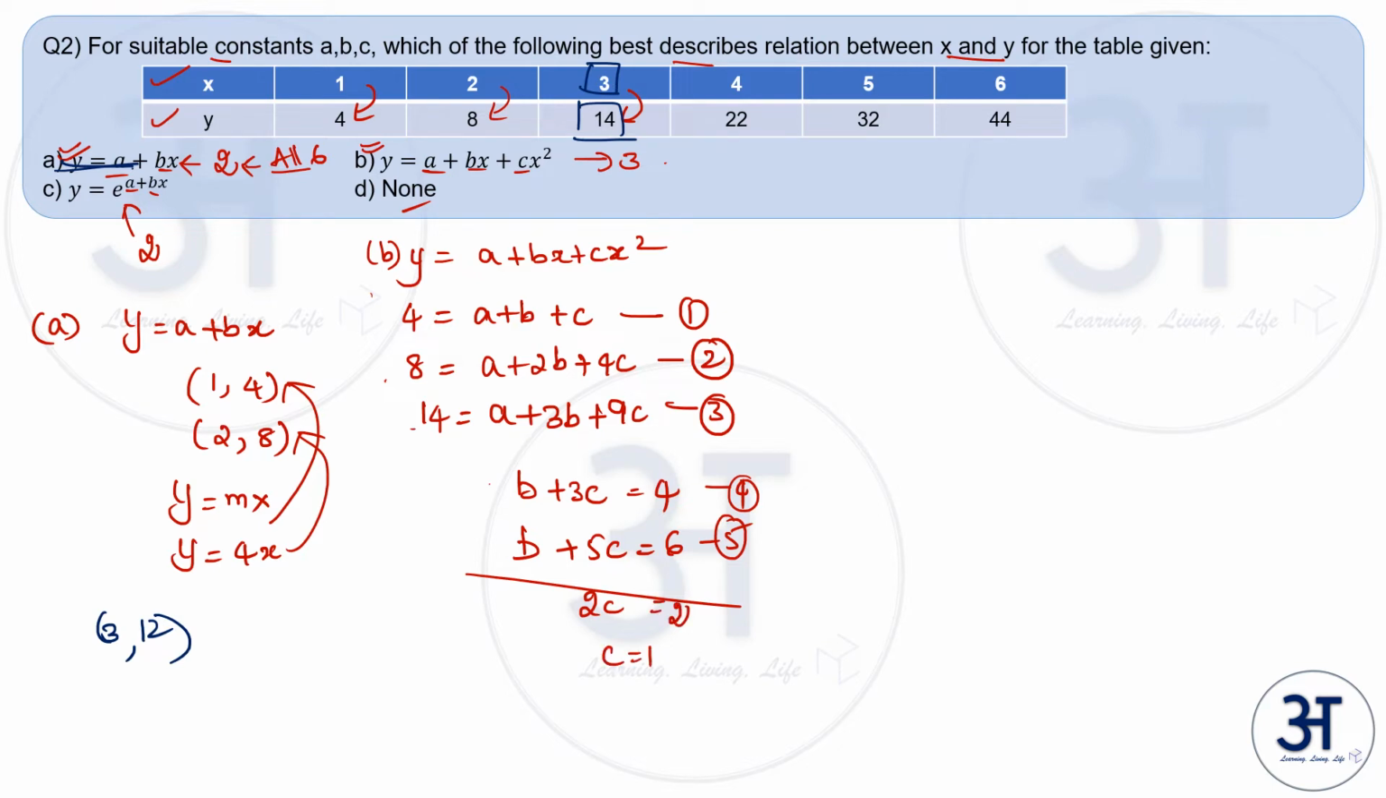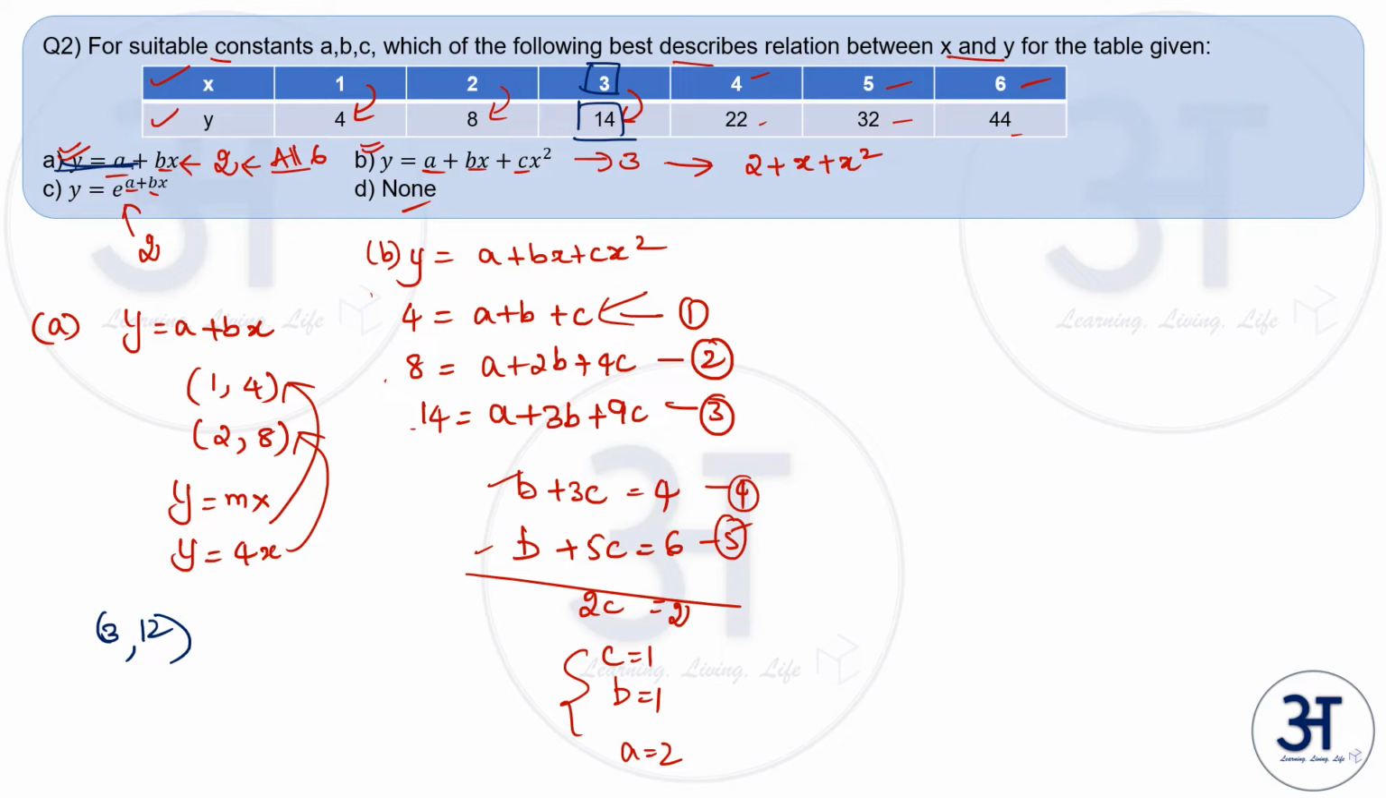Once you get c equal to 1, substitute in any of these equations, you get b equal to 1. Once you have these two values, substitute in a plus b plus c equal to 4, we get a equal to 2. So now we have the equation, if this is the correct answer, 2 plus x square. If this is the case, then 4, 5 and 6 also should give the right values. Let us take x equal to 4.